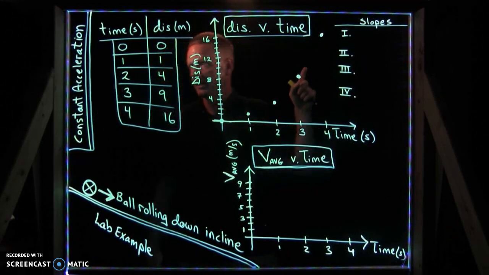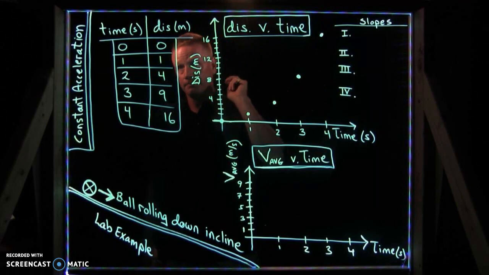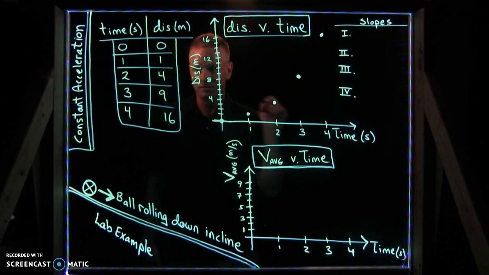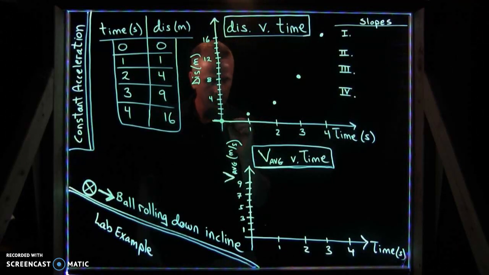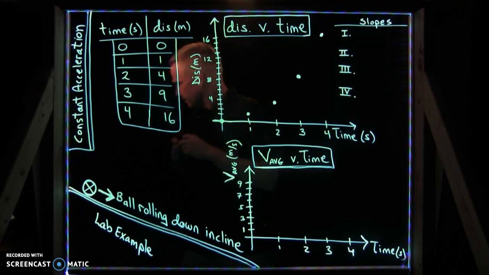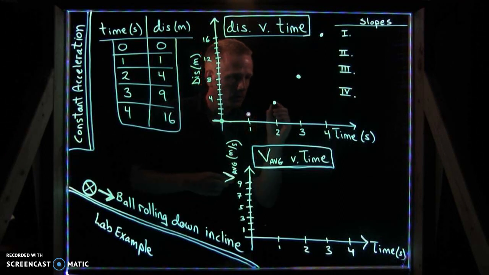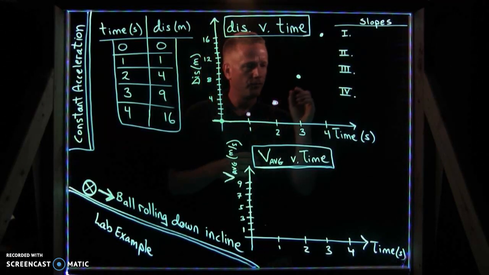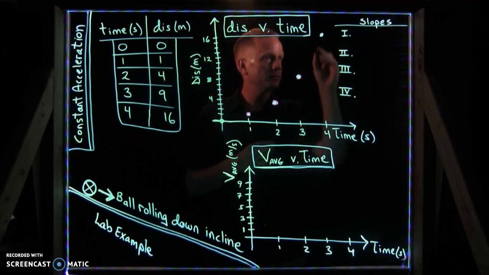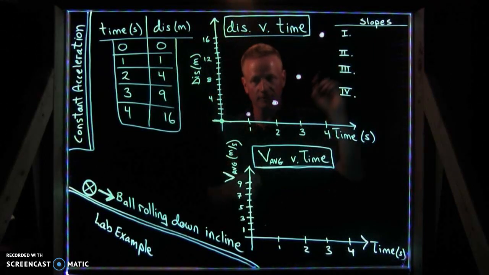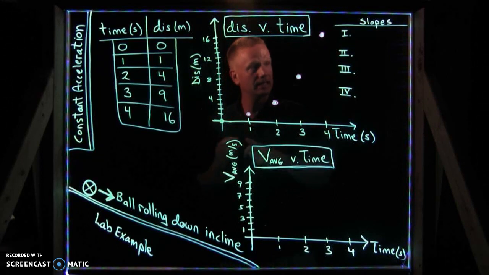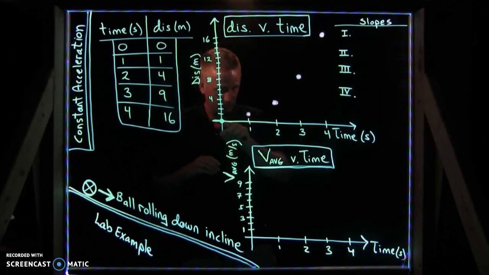Now, if you were to graph that trend, and you look at its change in position or its displacement on the y-axis versus its time on the x-axis, and you plot all 5 points, you realize those points, 0, 0, 1, 1, 2, 4, 3, 9, and the point 4, 16. Those points are not collinear. There is no line that can be connected through them. But they do, if you look carefully, form a different shape.